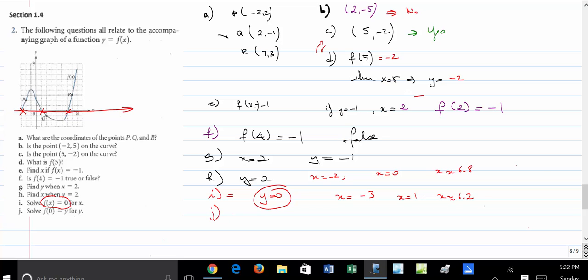And J, find f of 0. That means when x is 0, what is y? And I'm going to find that here. When x is 0, y is 2. That would be your answer.